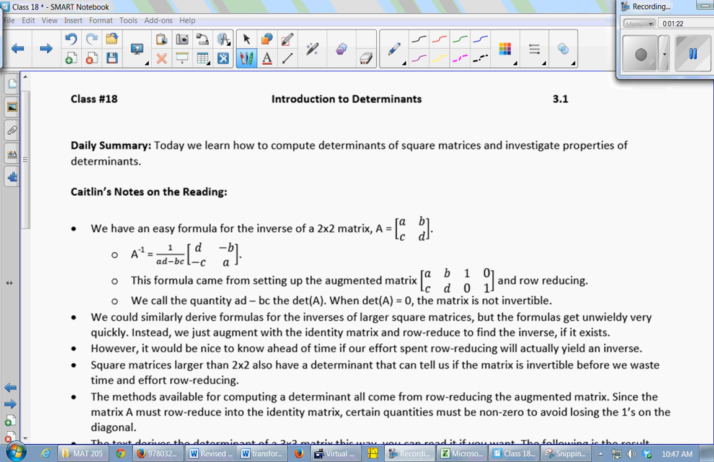Okay, that was a tough quiz to write because there's a lot of stuff in this section, but it's really computation and notation heavy. So I'll go through some of it in my notes. I tried to translate everything from the book's notation into just words. Hopefully it'll be easier. So today we're learning how to compute determinants of square matrices. We already know how to do it for a 2 by 2, but we can do it for larger matrices also. And then we're going to investigate some properties of determinants.